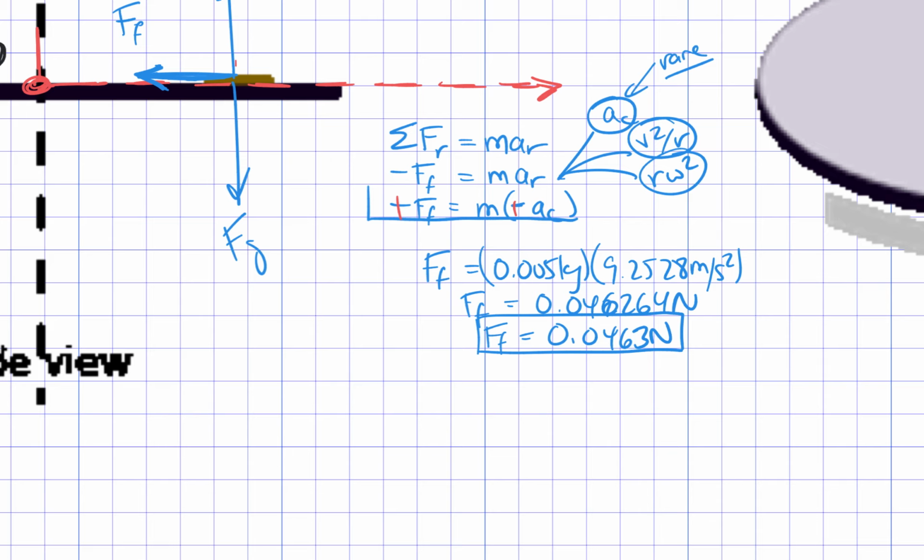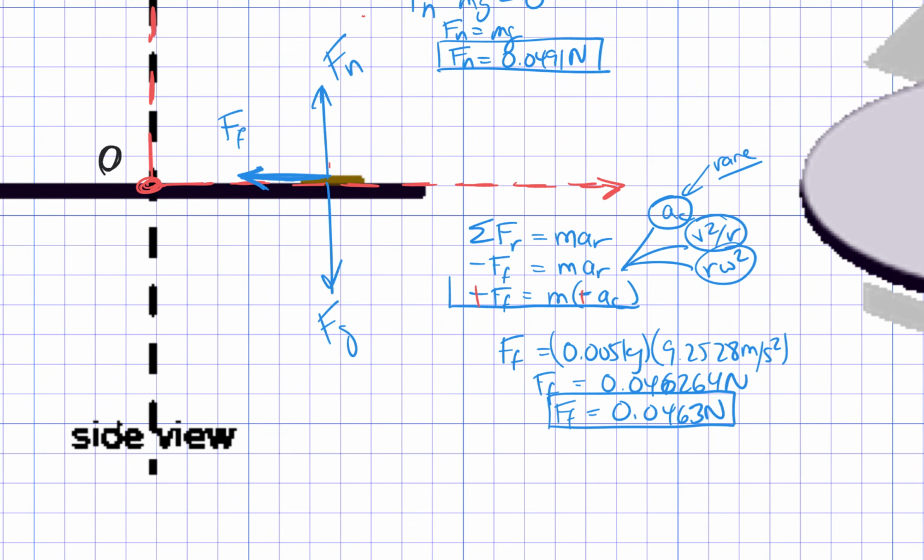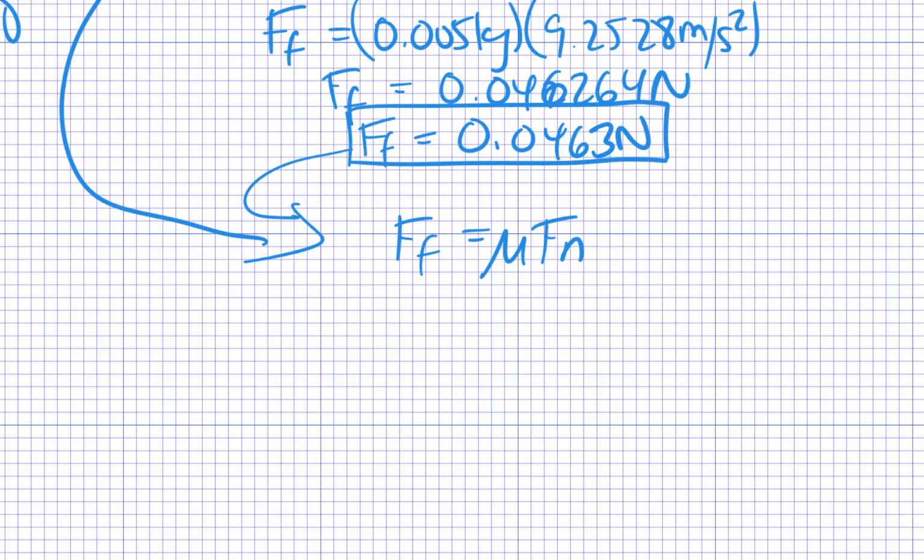Okay, determine the minimum coefficient of static friction between the coin and the platform. Okay, so how are we going to do that? Well, we've got the normal force, we've got the force of friction, which means we have this equation, the force of friction equals mu times the normal force. Cool. All right, so mu equals the ratio between the force of friction and the normal force, if we do the algebra there.